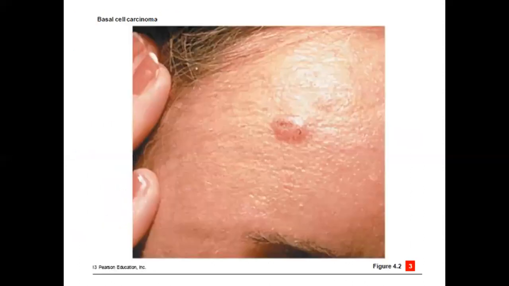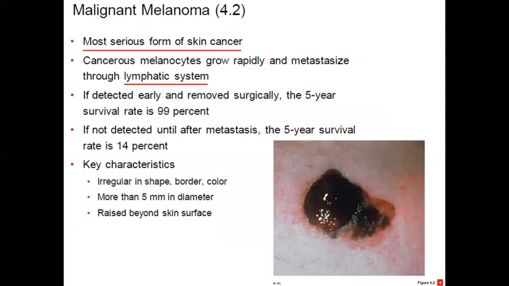Here's an example of a basal cell carcinoma. They tend to be less severe than what's called malignant melanoma. It's the most serious form of cancer, and it is basically cancer of melanocytes, those cells that produce melanin. They grow really rapidly and metastasize into the lymphatic system. And in the lymphatic system, its job is to clear infection, but it sends fluid back into the blood vessels. And once that fluid goes back into the blood vessels, if it's carrying cancerous cells, it can spread. So metastasizing cancer is spreading cancer. And if it makes its way into the lymphatic system, that's when it tends to be really bad.